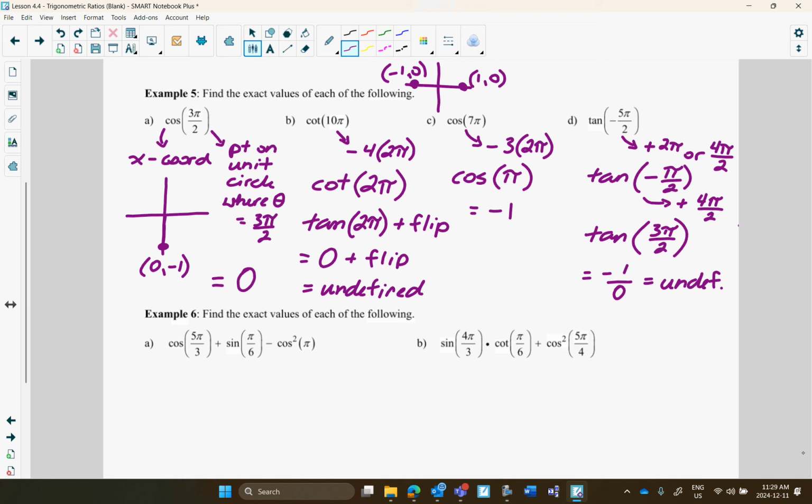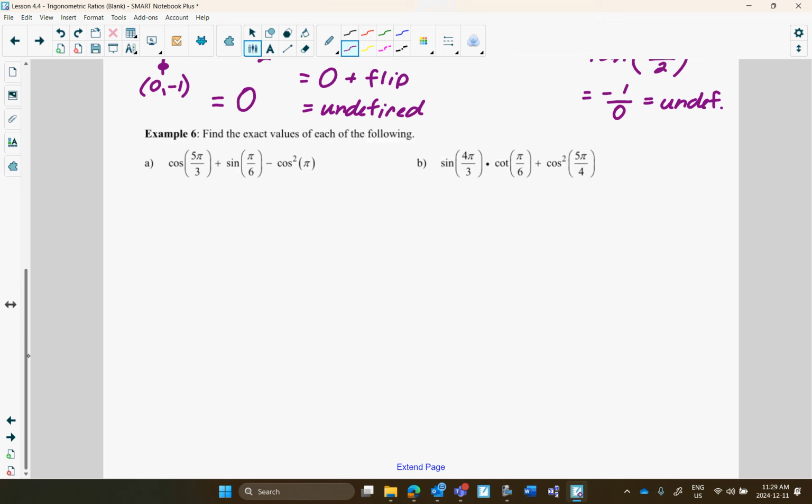Now, the final thing you can be asked to do with these is multiple operations. Well, it's pretty straightforward. When you have ones that involve multiple trig ratios, just do them separately and then do the operations at the end. So for this one, I'm going to find cos 5 pi over 3. I'm going to find sine pi over 6. I'm going to find cos pi, and then I'm going to add and subtract the square.